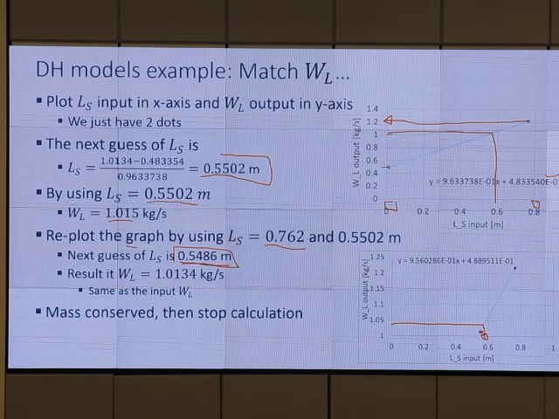I think you're assuming that it is going to be in that range. Oh yeah, I assume that it's going to be in that range because I know that it is going to be in that range. Alright, so I get the liquid slug length, LS. So mass is conserved, we stop the calculation. Then we get the whole profile.